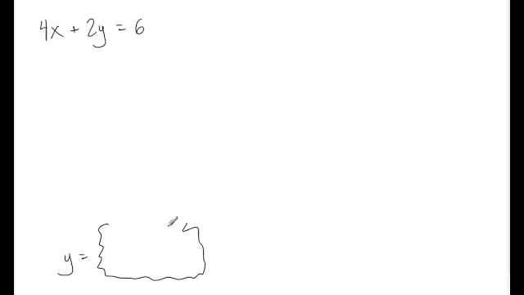Let's try 4x plus 2y equals 6. All right, so here we go. I want that equation to finish in y equals, so we want it to look like this. So I want to get rid of this stuff.